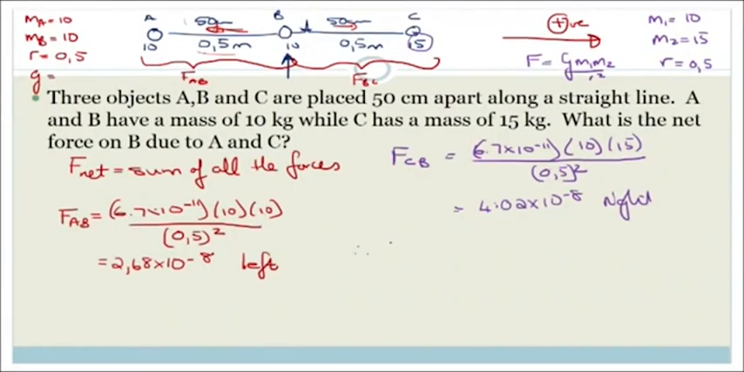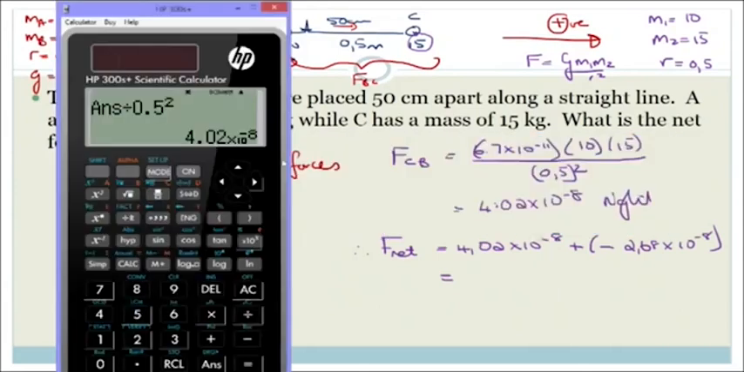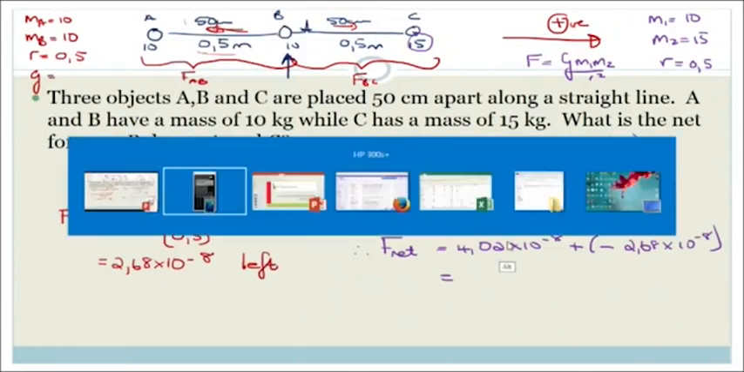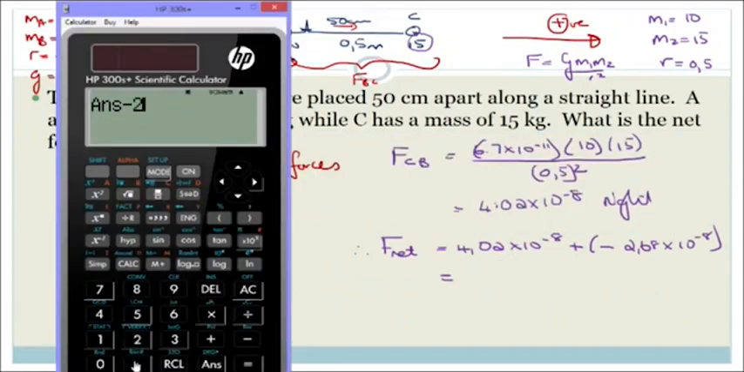So therefore, the net force, F net, is the sum of all the forces. And we've chosen right as positive. So it's going to be 4.02 times by 10 to the negative 8 plus the force to the left, which is minus 2.68 times by 10 to the negative 8. So then we pop that in our calculators. So we got 4.02 times by 10 to the negative 8. A plus times a minus becomes a minus. So you go minus 2.68 exponent negative 8 equals, and it becomes 1.34 times by 10 to the negative 8.